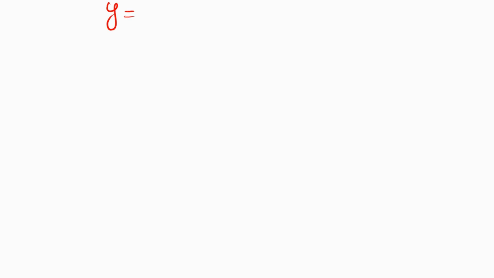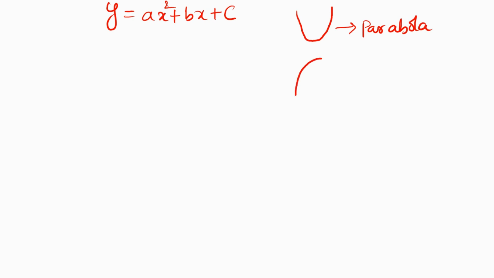And for a quadratic equation we got a maximum of 2 zeros. Since the power of the equation is 2, the maximum number of zeros can be 2. It can be 1 or 0, but the maximum number of zeros is only 2. So this U shape, we call it a parabola. Or if it is like this, then we call it an inverted parabola.